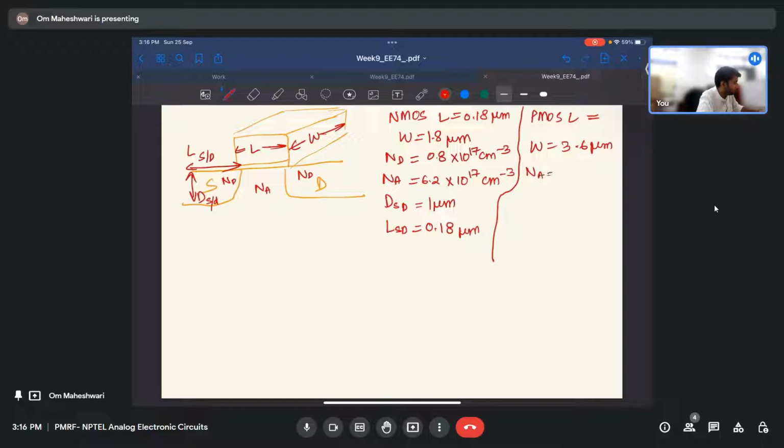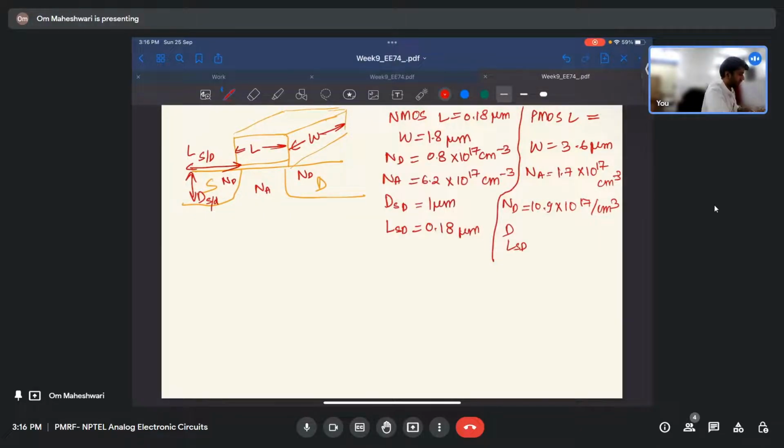Na is 1.7 into 10 to the power 17 per centimeter cube, and Nd is 10.9 into 10 to the power 17. Depth and LSD are same. Okay.